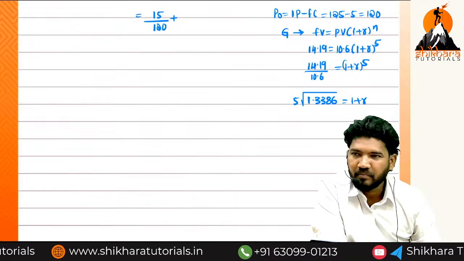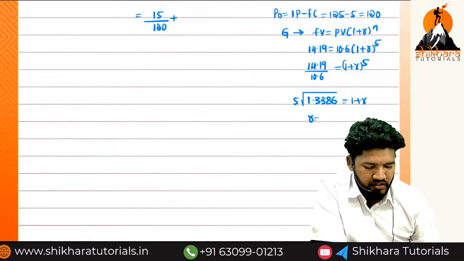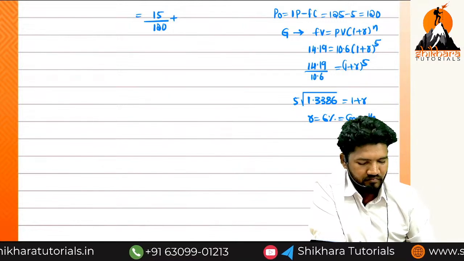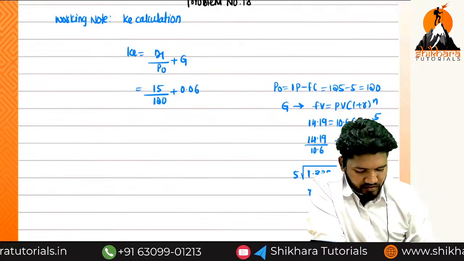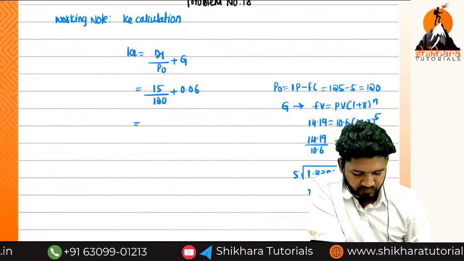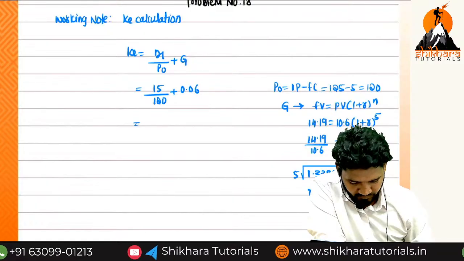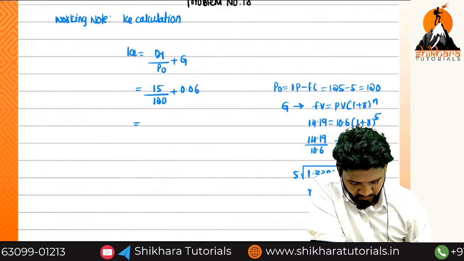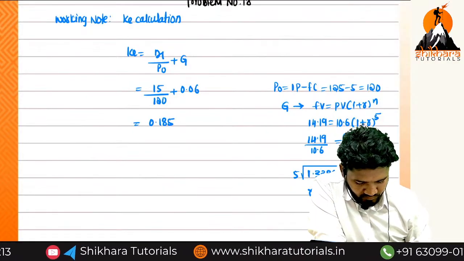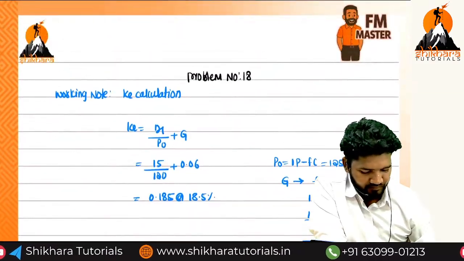Directly r, minus 1 into 100 also applied. R equals 6%. That is nothing but growth. 0.06. Okay, then fine.